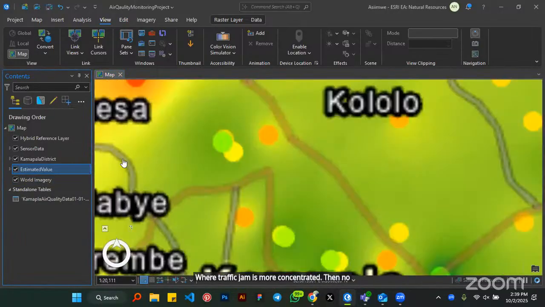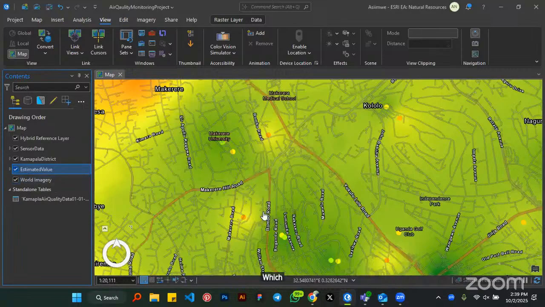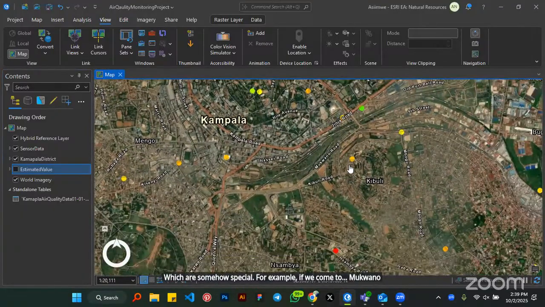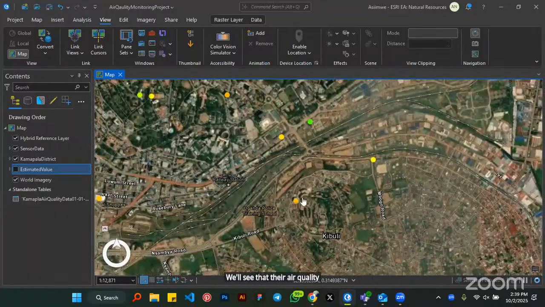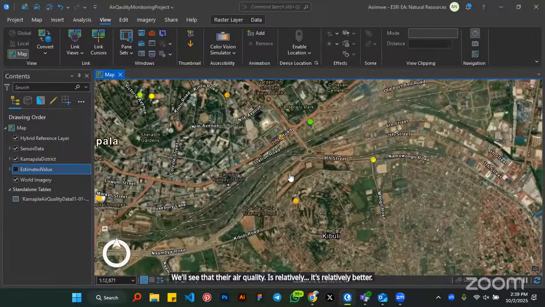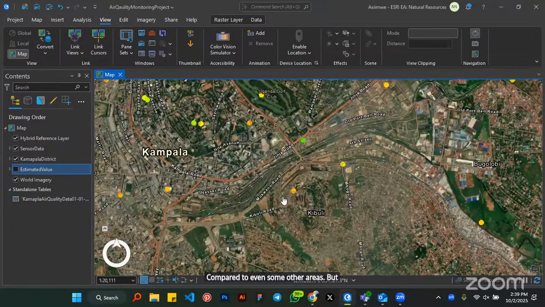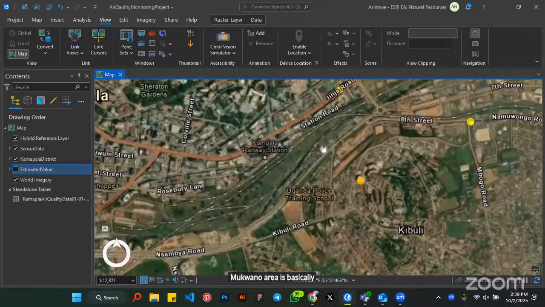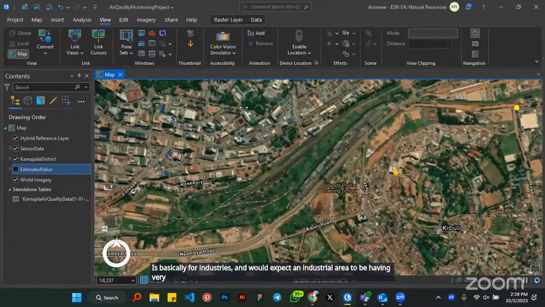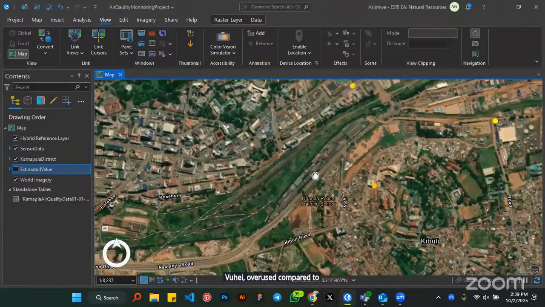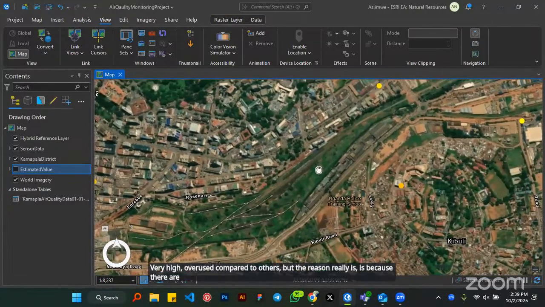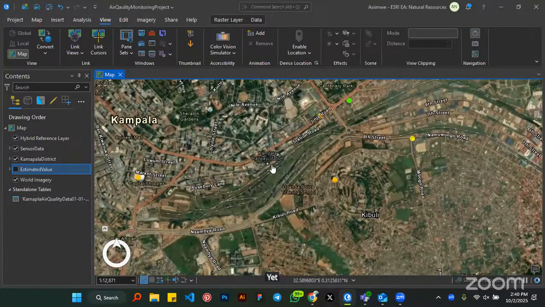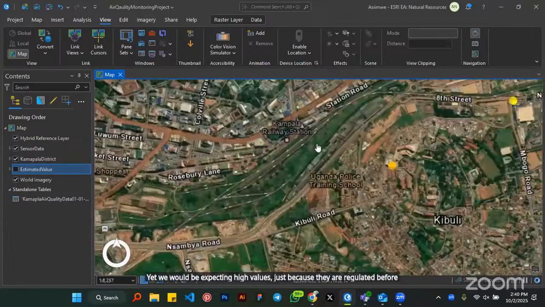Then we also have some other cases which are somehow special. For example, if we come to Mukwano Road, we'll see that their air quality is relatively better compared to even some other areas. But the reason for that is, and we all know, Mukwano area is basically for industries, and we would expect an industrial area to have very high values compared to others. But the reason really is because there are regulations behind the lower values that we see along Mukwano Road. Yet we would be expecting high values, just because they are regulated before they emit, they're supposed to treat.